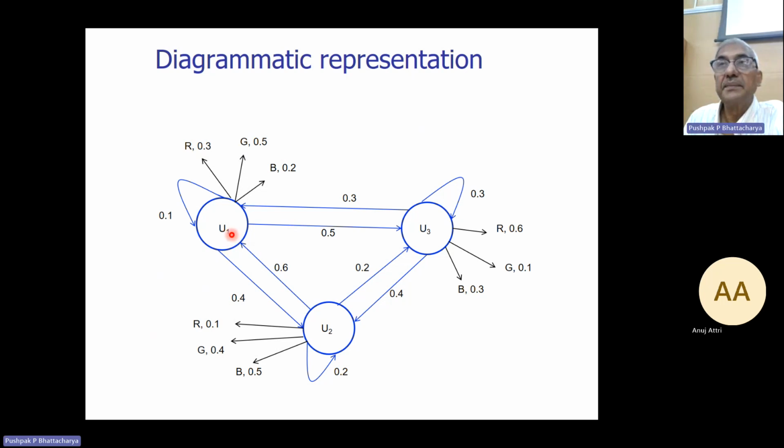The transition from U1 to U1 is shown here by this arc, and the probability value is marked on this, which is 0.1. U1 to U2 is 0.4, and so on. So the transition probability table is expressed, okay, by means of this diagram. We also incorporate the observation or emission probabilities, which are a probability of red ball given U1 is 0.3, probability of green ball 0.5, probability of blue ball 0.2. The observation probabilities have to sum to 1. The transition probabilities also have to sum to 1.